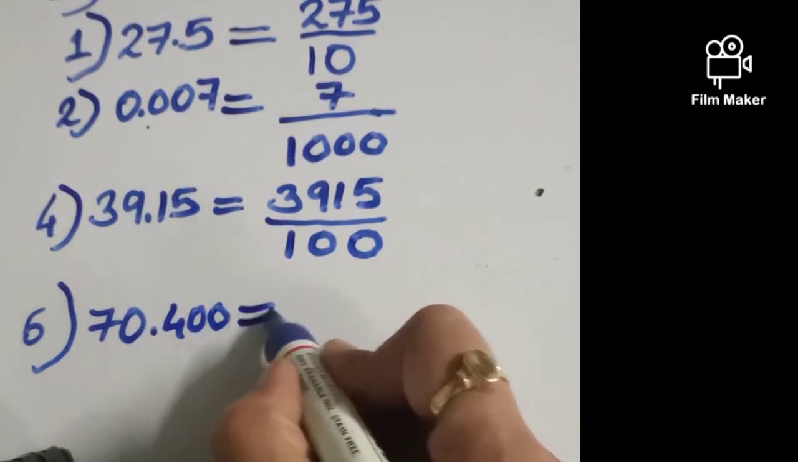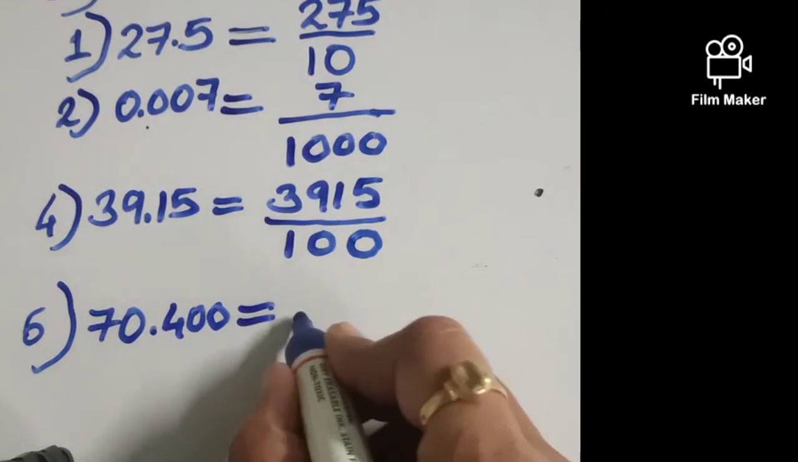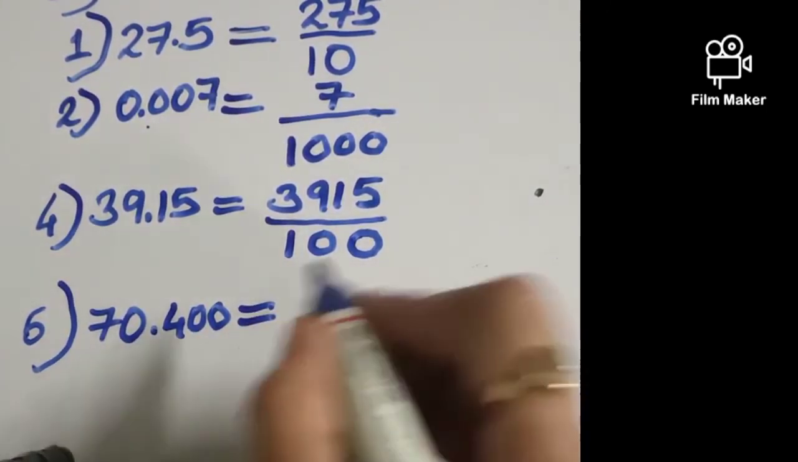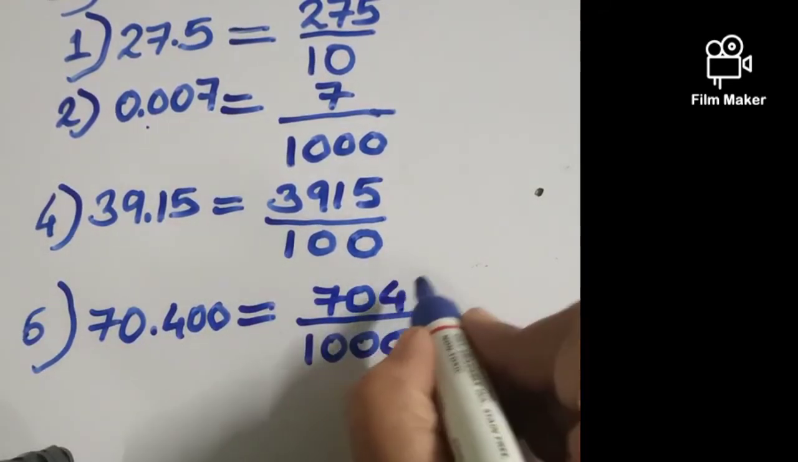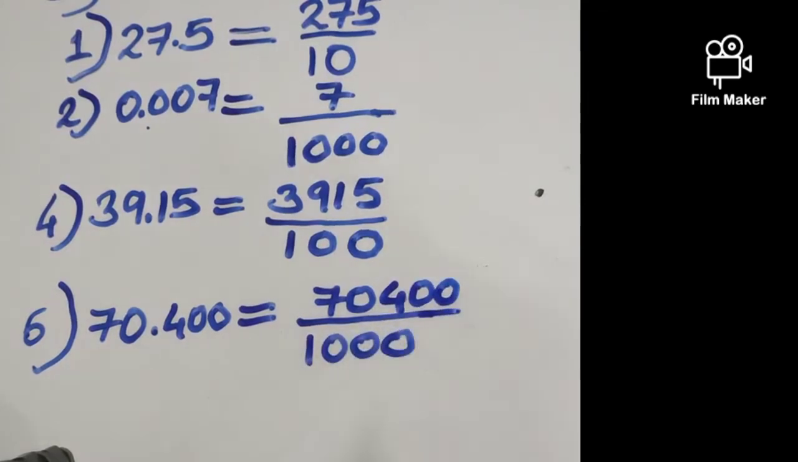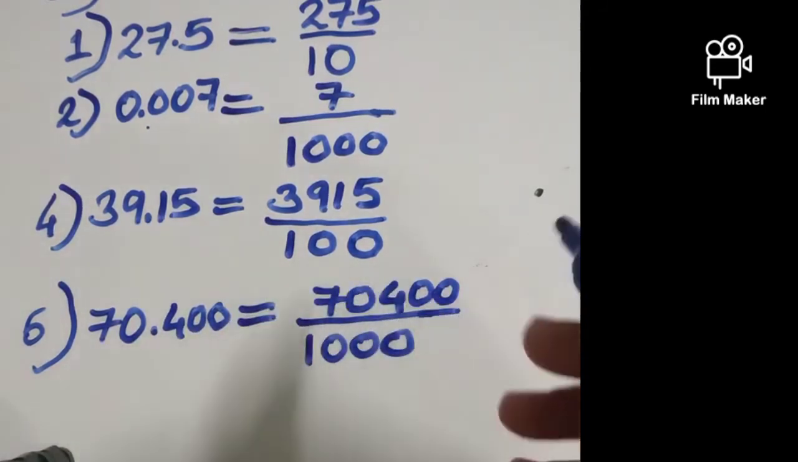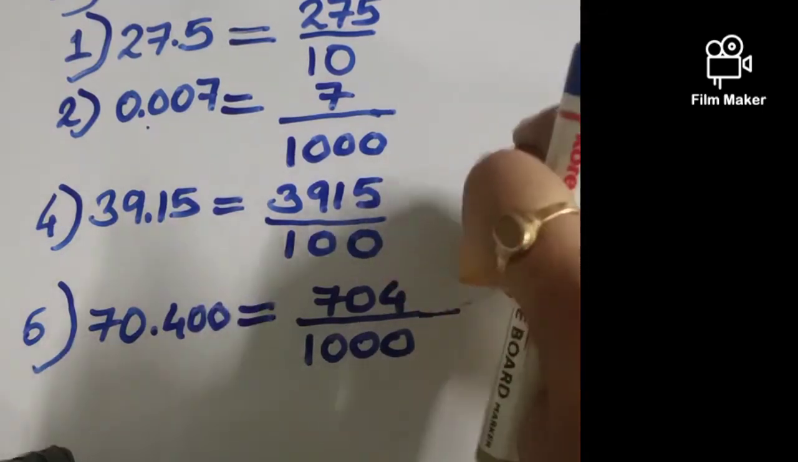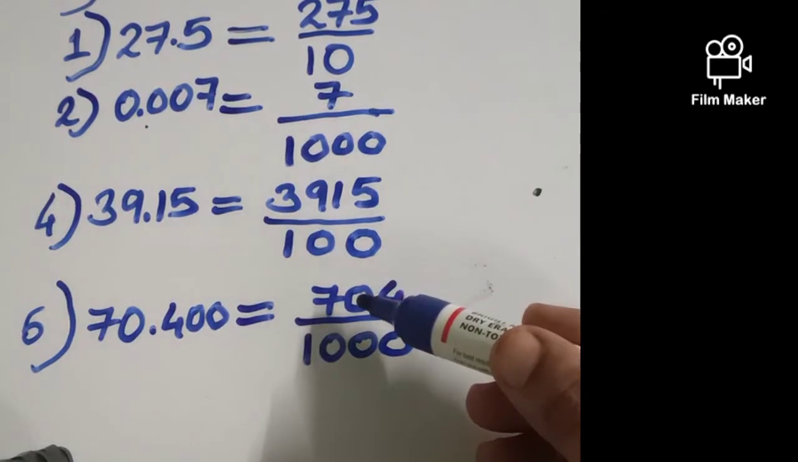70.400. Okay. Here count the digits till the decimal point. 1, 2, 3 means 3 zeros, right? So we'll put the 3 zeros and the number as it is. Here, after the point, zeros don't have value, so we can write it as 704. We are not considering zeros after the point. So the answer is 704 upon 1000.